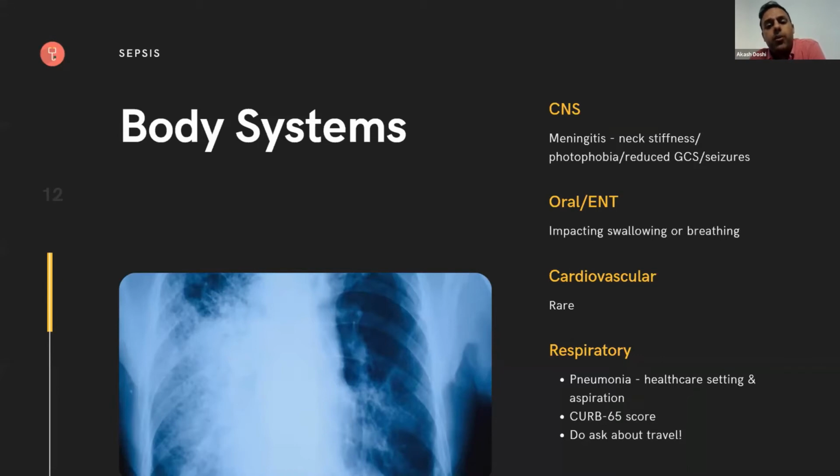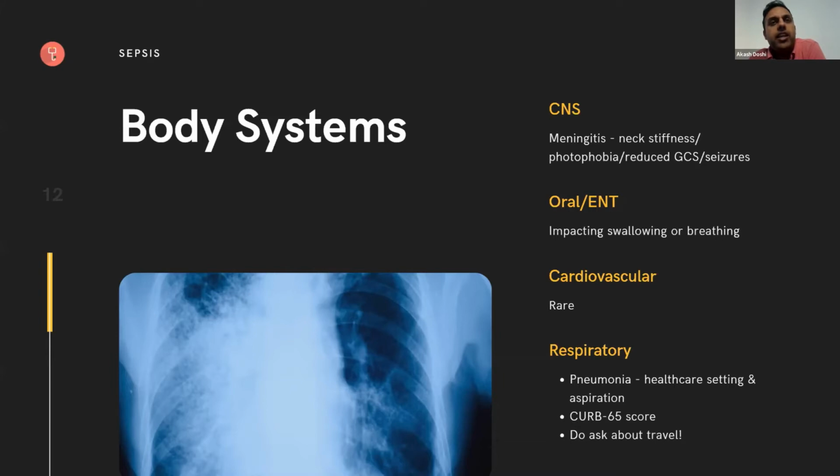The one that we worry about is meningitis and encephalitis, but meningitis is the kind of focus because it's far more common. What you're looking for are signs of meningism, i.e. inflammation of the meninges, the membrane that surrounds the brain. And what that causes is neck stiffness. So we often ask patients to get their chin and bend it down to their chest. And if they can do that, we say that they don't really have neck stiffness. We can also look for photophobia.